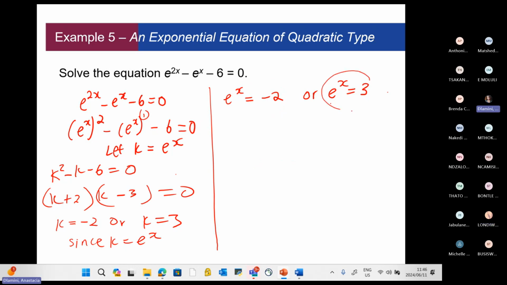So we'll perform ln here. So e to the power of x is 3, and then ln of e to the power of x equals ln of 3.